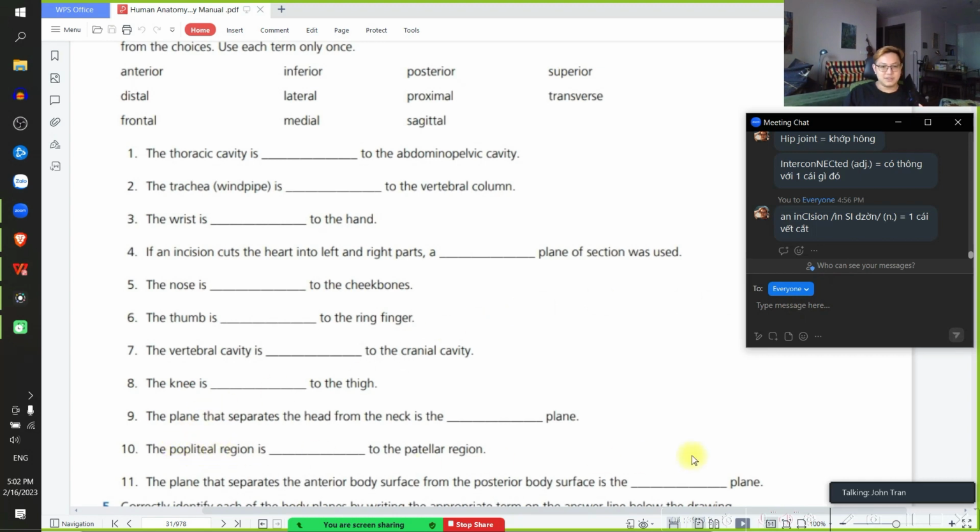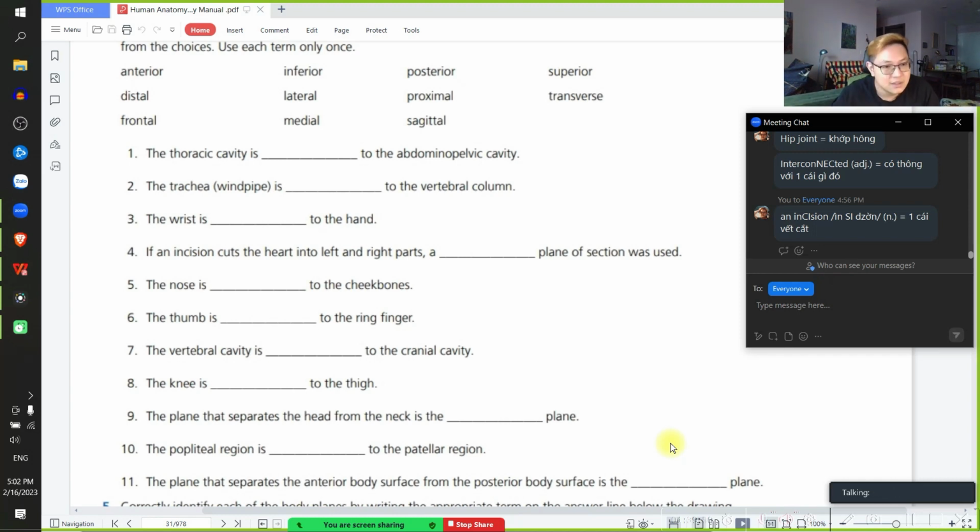Now, number 10. The popliteal region, cái vùng mà mềm đằng sau cái cục kneecap á. The popliteal region is the soft region behind the kneecap. Distal. Nó xa. Không xa cái vùng luôn, popliteal này nó nằm ở đằng sau cái vùng patella mới đúng. Nó nằm đằng sau cái cục kneecap. This popliteal region đúng rồi, cái đầu gối và cái vùng mềm của đầu gối. Yes. So popliteal region is posterior to the patella region. Yeah. Very good.